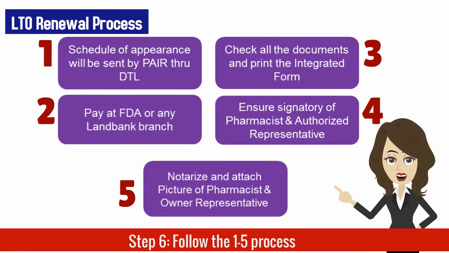Step 6. Follow the 1 to 5 processes, same as in the initial LTO application. The processes include schedule in DTL, paying in FDA or Land Bank, printing of the integrated form, followed by ensuring the availability of the signatories coming from the pharmacist and the owner or authorized representative. Then, notarize and attach pictures of the pharmacist and owner.